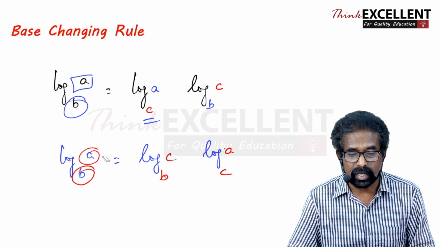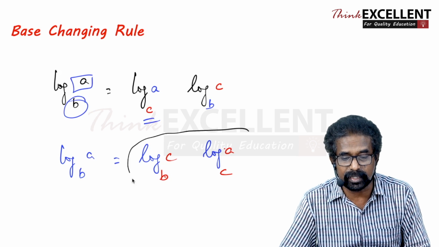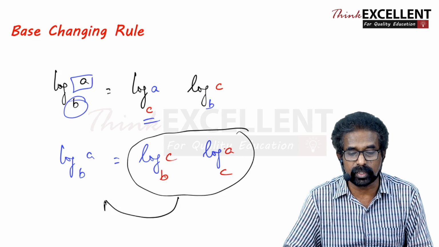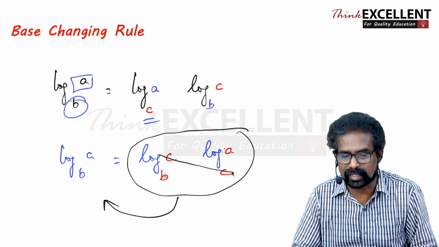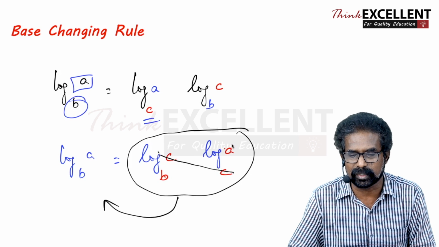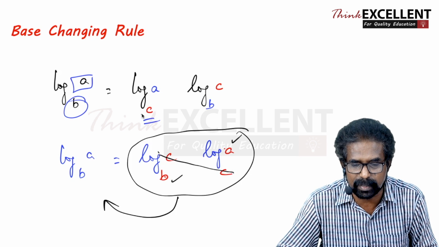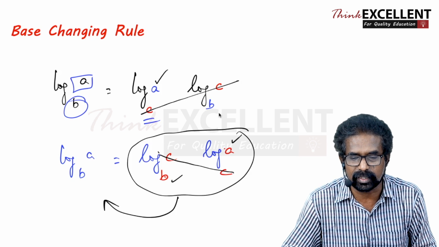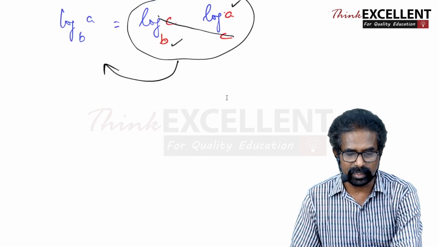So you must know it in the reverse order also. If you see something like this, you must know how to write this. See the cross you see here, the same letter, strike it out. The remaining is log A to the base B. In the previous one, the cross, both are same, C and C, leave it. Log A to the base B. Okay, so like that you can write. So that is called base changing rule.